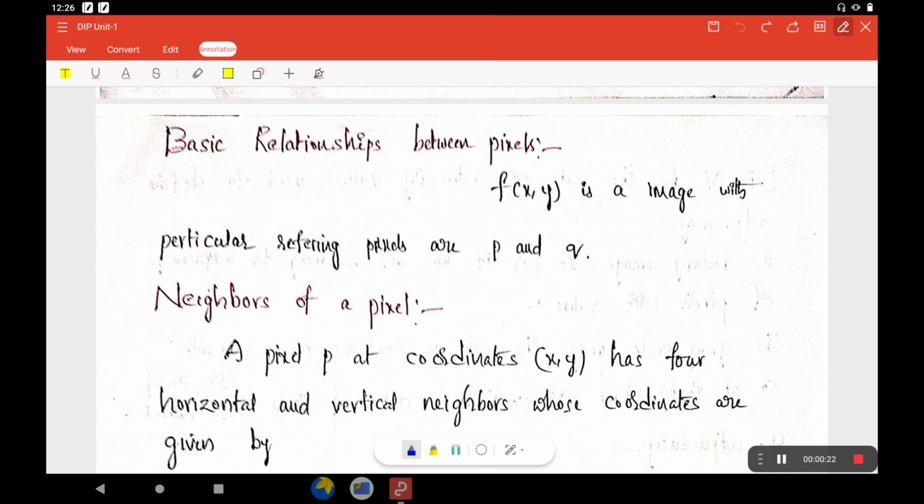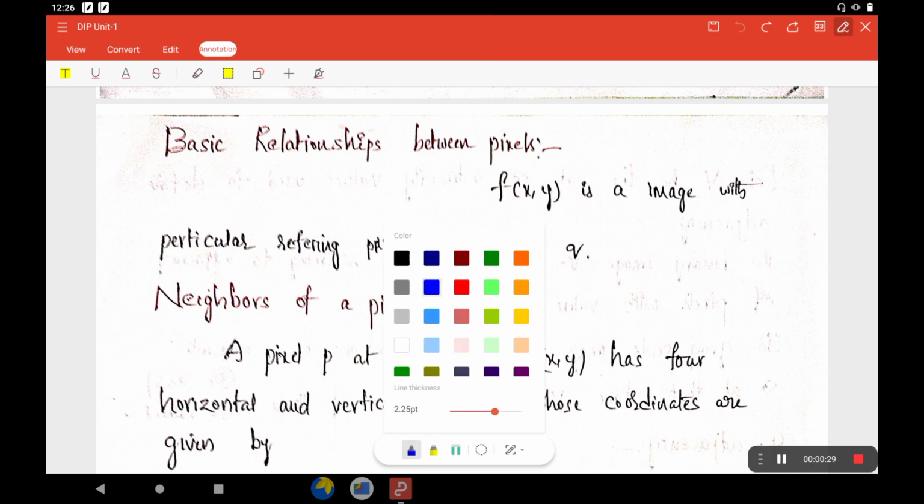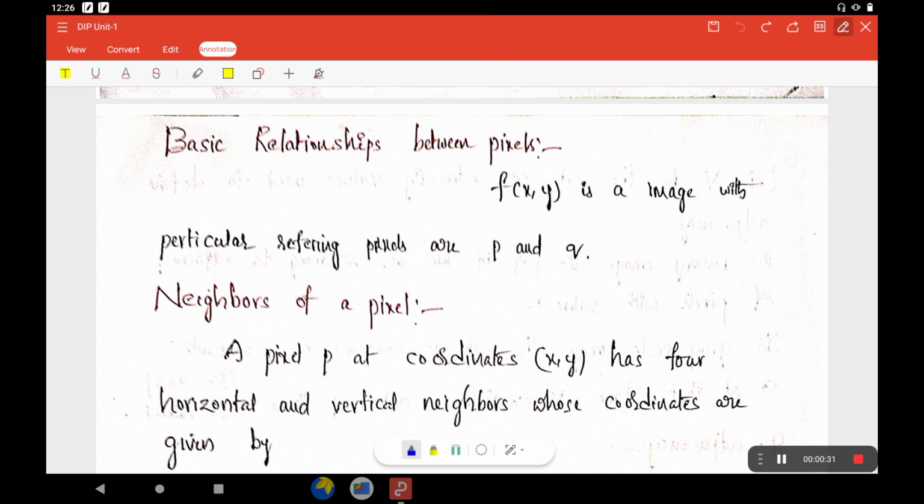So let's move on to the topic. Today's topic is the basic relationship between the pixels. It is one of the most important topics in image processing. Basic relationship between the pixels. Let us consider f of x comma y is an image. Already we know that x comma y are generally the spatial coordinates of the image.